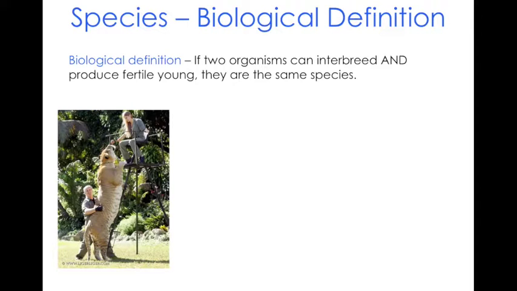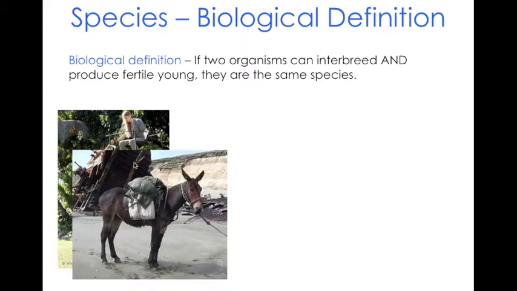That there is the liger, a crossbreed between a male lion and a female tiger, producing an interbred hybrid. Now, the liger is actually infertile. In other words, they can't themselves produce young. And so it's easy to get confused if you were using the biological definition.